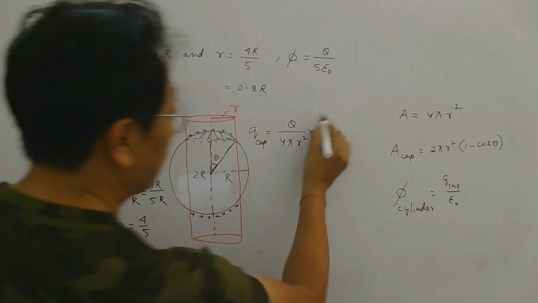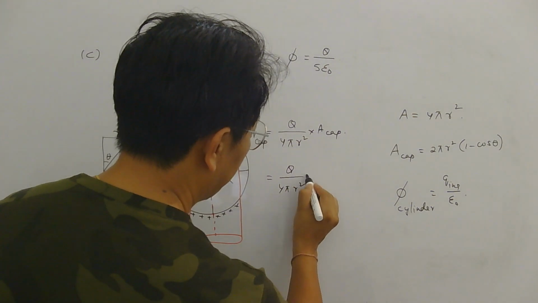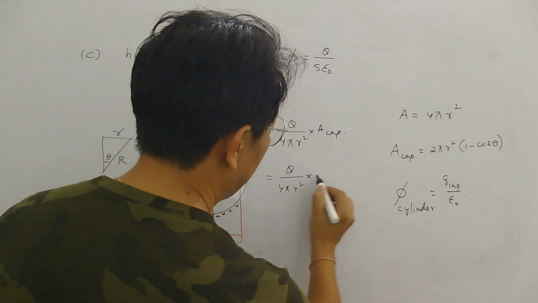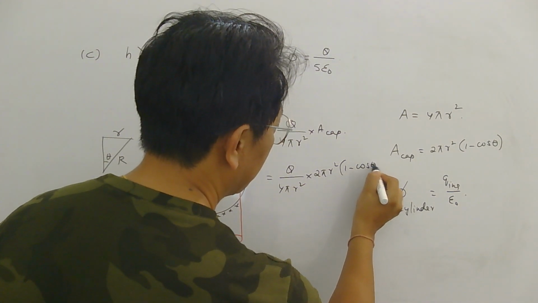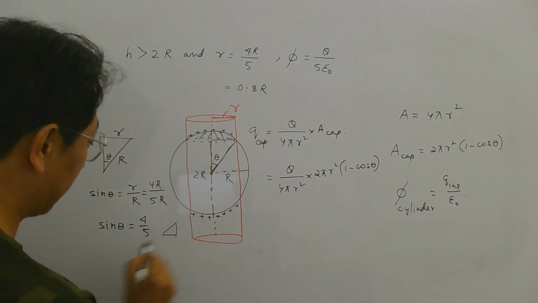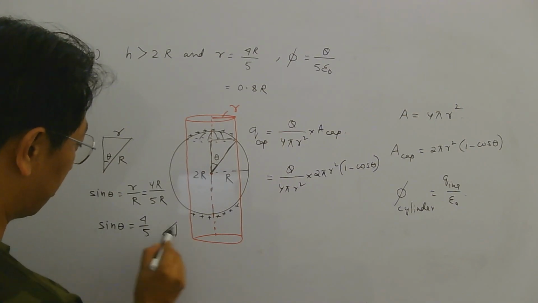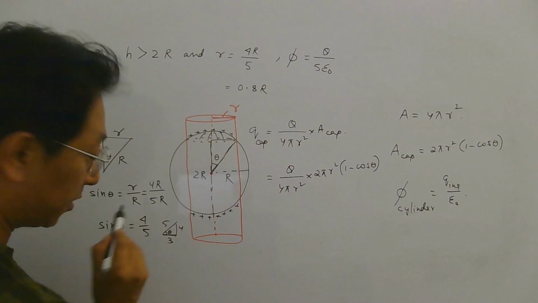So what was the formula for the area of the cap I told? The area of the cap, if you remember, I mentioned here, is 2 pi R square (1 minus cos theta). Well, I know sine theta is 4 by 5. So if I draw a triangle with theta here, opposite is 4, hypotenuse is 5, so this adjacent side will be 3.